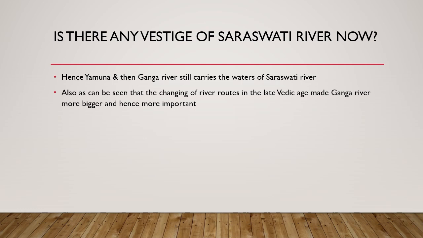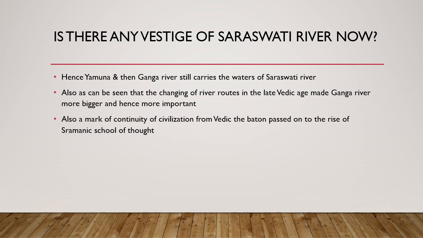And since we can see that Saraswati river is now merging with the Yamuna river, which later merges with the Ganga river, we can see the extent of the Ganga river by which it has grown since the Vedic times. So it has become bigger in size and hence more and more important.